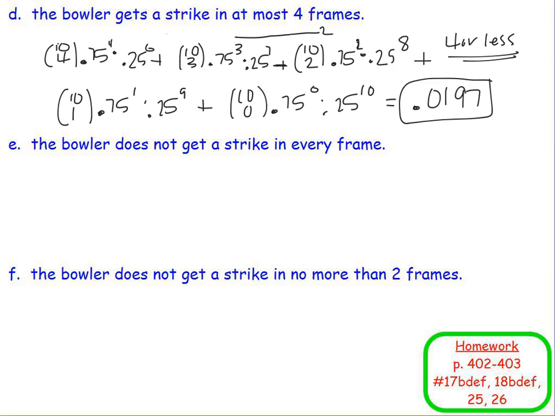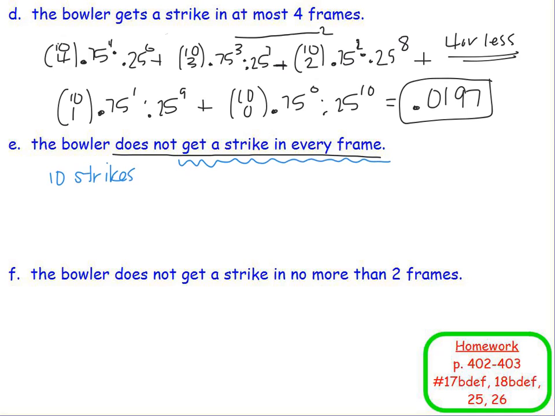So let's look at the next one. The bowler does not get a strike in every frame. So he can get a whole bunch of strikes. He just can't get a strike in every frame. Well, if he can get a whole bunch of strikes and there's only one option he can't get, again, we're going to use the complement. So we are actually going to find the probability he does get a strike in every frame. So that means he gets 10 strikes.